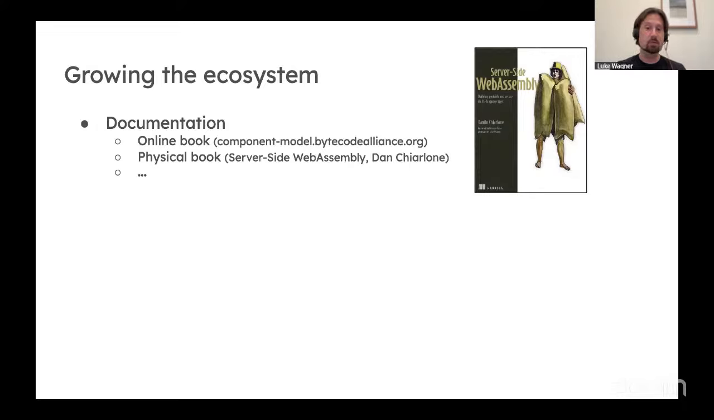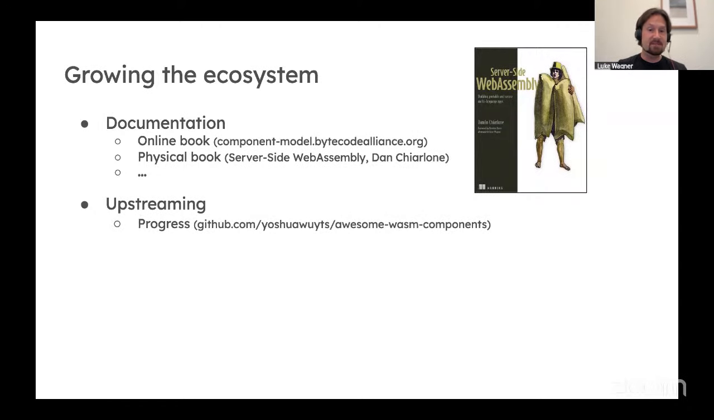Another big way to grow the ecosystem is to get stable 0.3 support upstream in all the places. There's already some great progress that you can track on Yosh's awesome WASM components repo on getting WASI P2 and P3 implemented as downstream tools, and even some great first steps towards upstreaming in LLVM, Rust, Tokio, and Python. But we should do a bunch more.